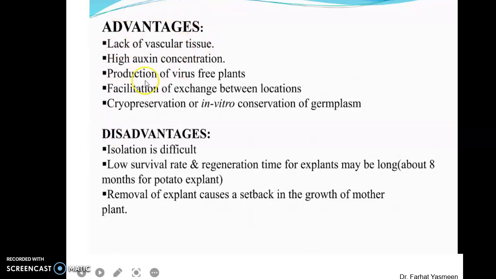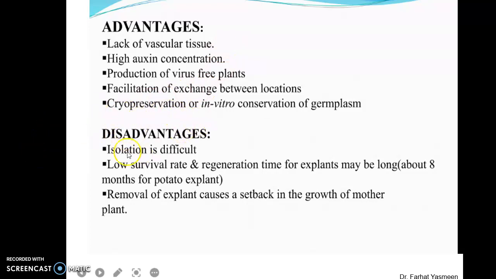Advantages of this process are that the meristem lacks vascular tissues and there is higher oxygen concentration. This process is also used for the production of virus-free plants. This also helps in the facilitation of exchange between locations. Cryopreservation is also another advantage of this type of tissue culturing.